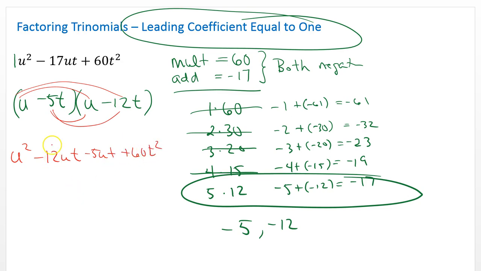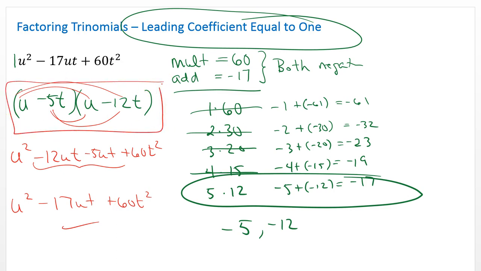Is that the same as what we started with? Well, yeah. When you add those together, you do get u squared minus 17ut plus 60t squared. Therefore, we know that the trinomial up here is factored correctly. I hope this helps.